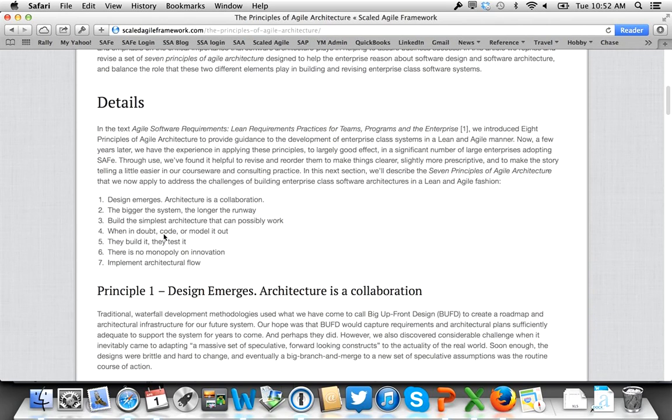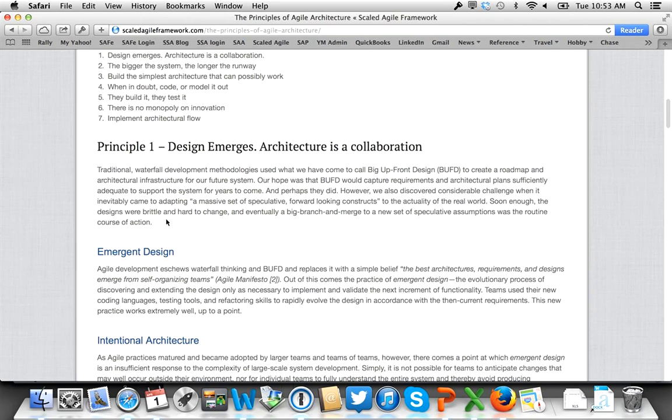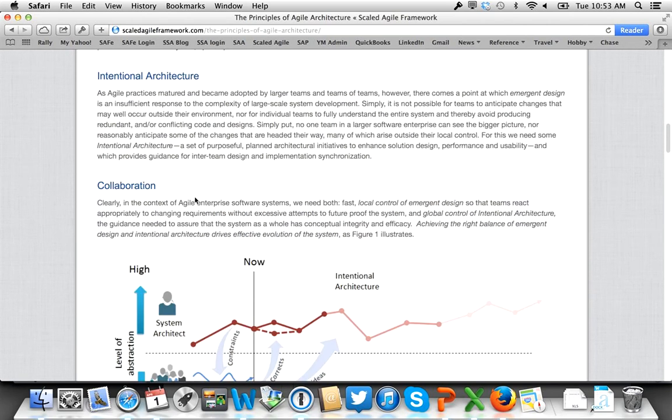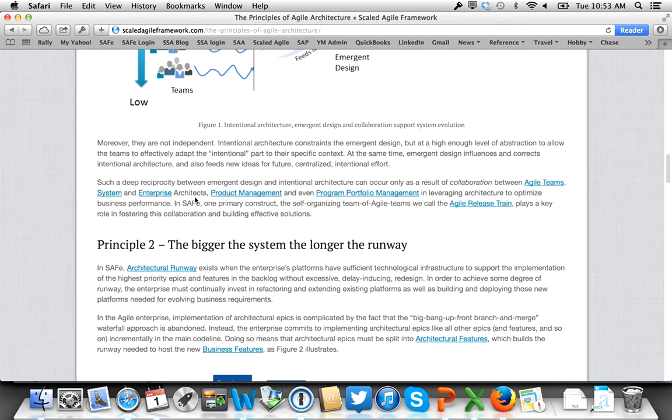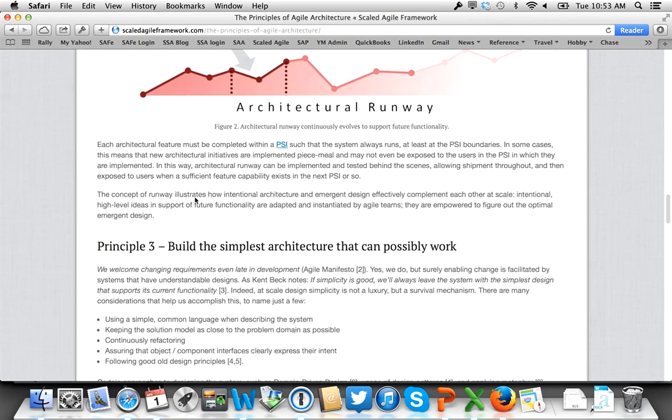So we sat down with those guys and brainstormed a set of principles that we thought would really be the right type of guidance, right? Because you can't go to the Agile Manifesto for that. You can't go to the XP books and talk about architecture. So you see here 7 principles. First one is design does emerge. Architecture is a collaboration. And there's a discussion of what we mean by those things. And we talk about architectural runway and a whole variety of principles. So I can't answer that one in 1 minute.